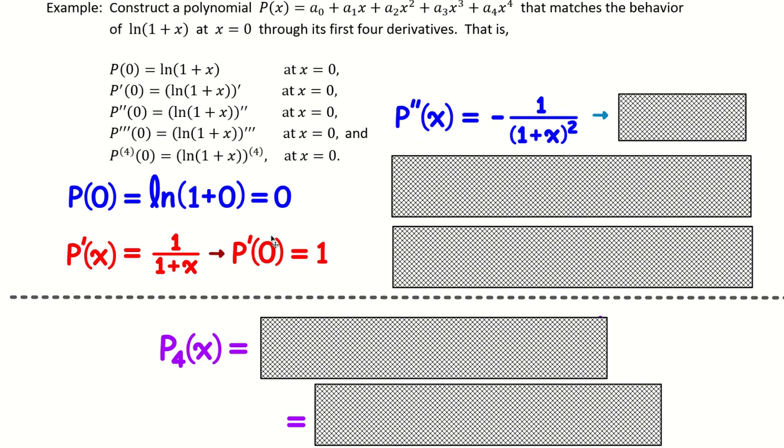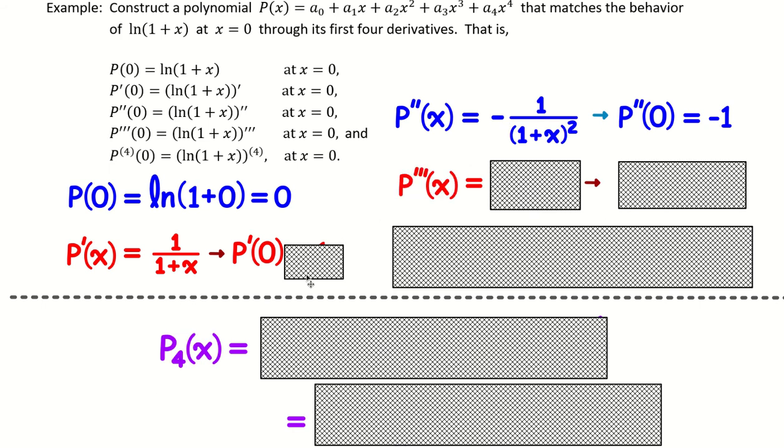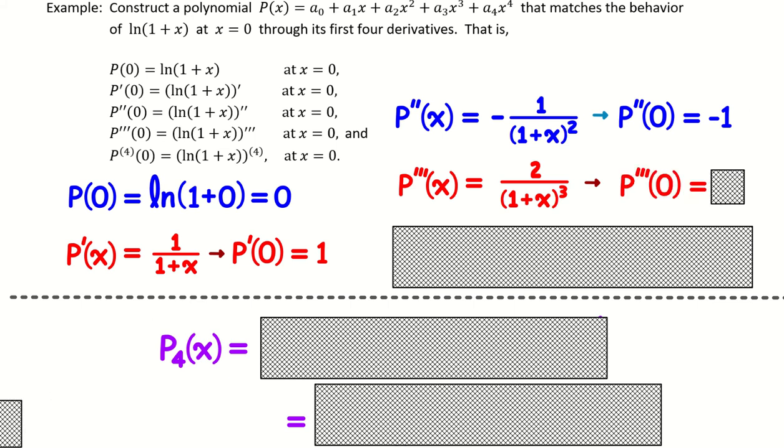Now, spoiler alert, you get that. When you take the derivative of 1 all over 1 plus x, you get this. And we have to plug in 0, and when we plug in 0 to that, we get negative 1. 0, 1 plus 0, that's squared, yep, negative 1. The third derivative, when we take the derivative of that, we get positive 2 all over the quantity 1 plus x cubed. And when we plug in 0 to that, we get 2.